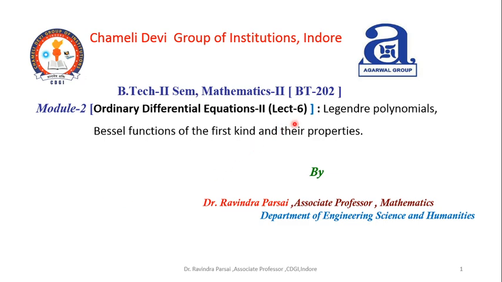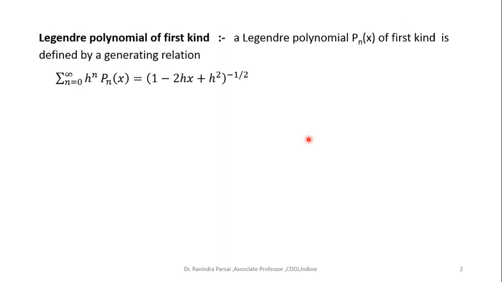I want to teach you through this lecture number 6, the Legendre polynomials, Bessel's function of first kind and their basic properties. So, first of all, we understand what we mean by Legendre polynomial of first kind. A Legendre polynomial is denoted by Pn of x of first kind and is defined by a generating relation: summation n equal to 0 to infinity h to the power n Pn of x equal to 1 minus 2xh plus h square raised to minus 1 by 2.